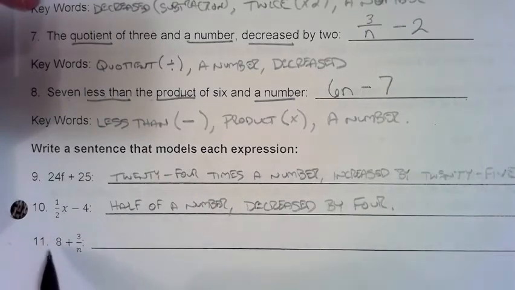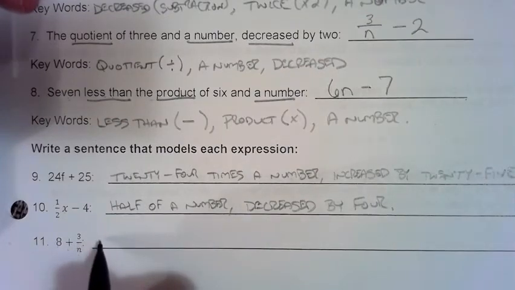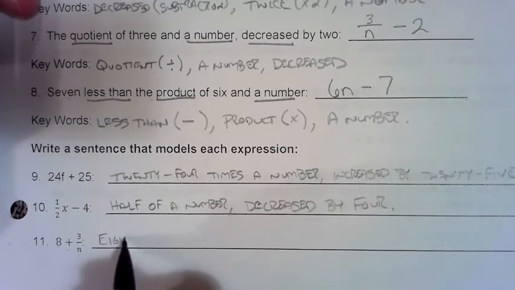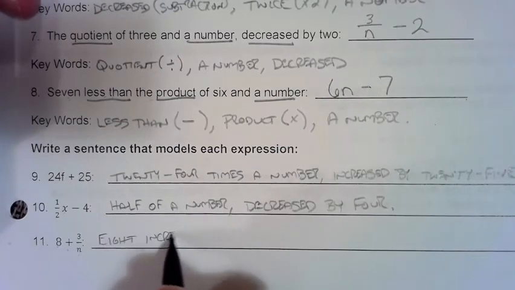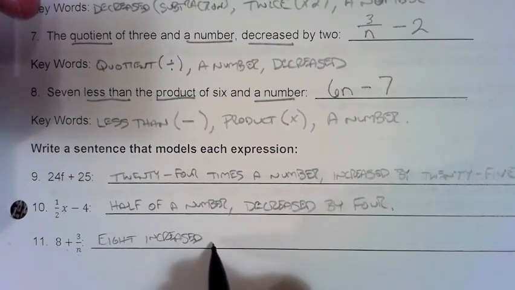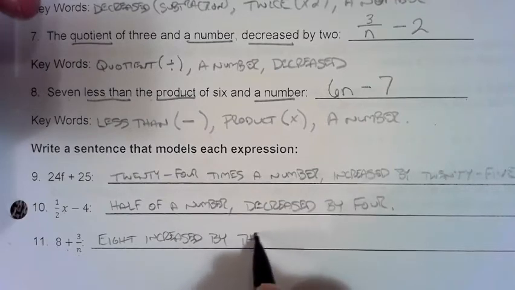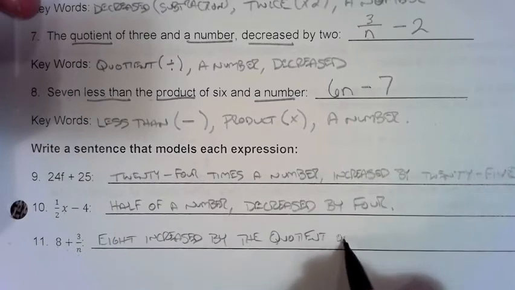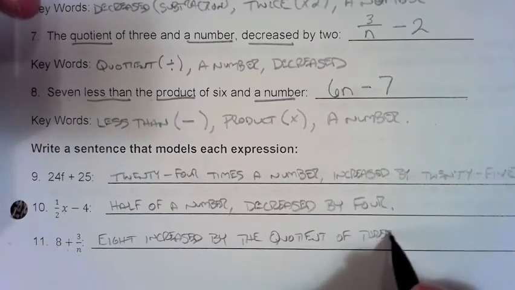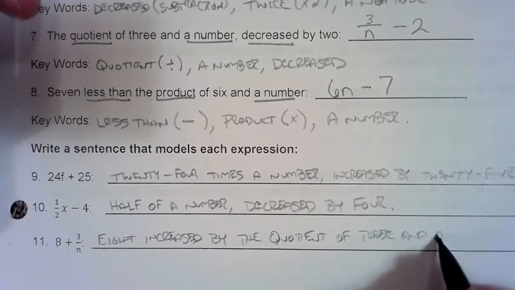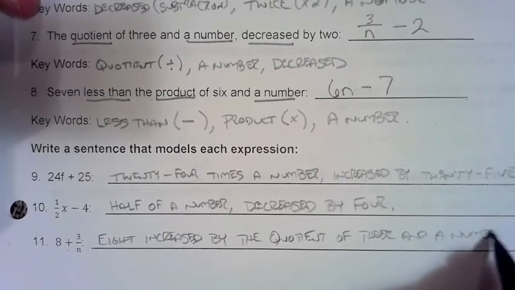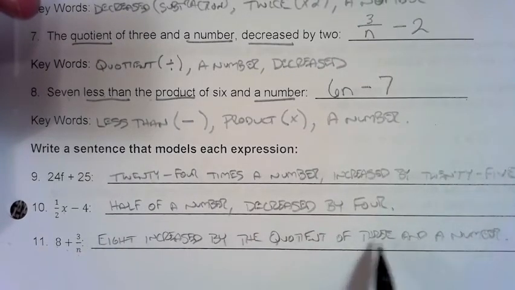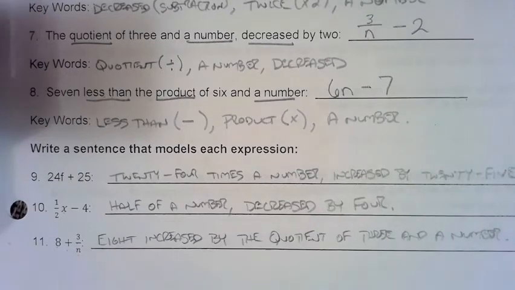Number 11, I have 8 plus 3 divided by n. So I can say 8 increased by the quotient, again, because it's division, the quotient of 3 and a number. Okay, since the 3 is in the numerator, I have to list that first in my quotient, the quotient of 3 and a number.